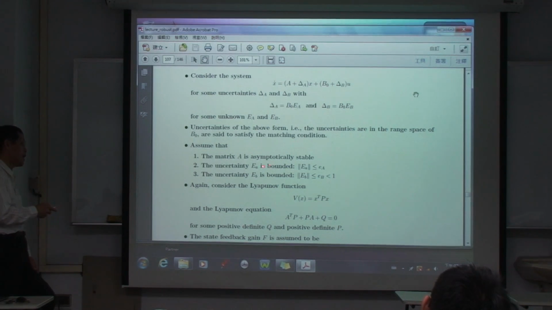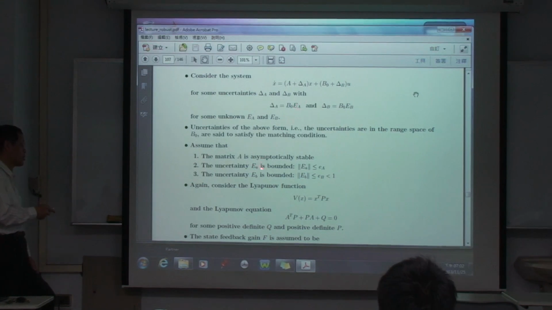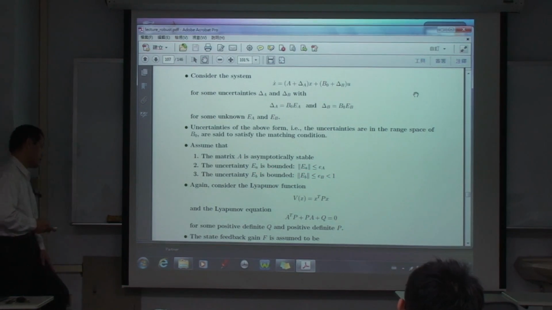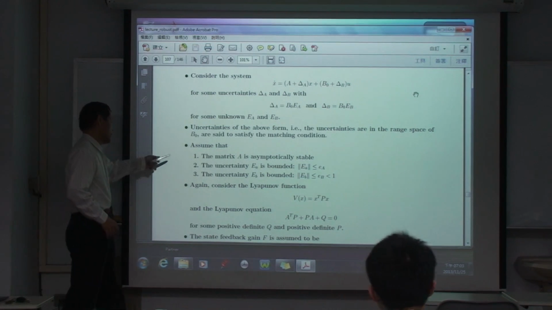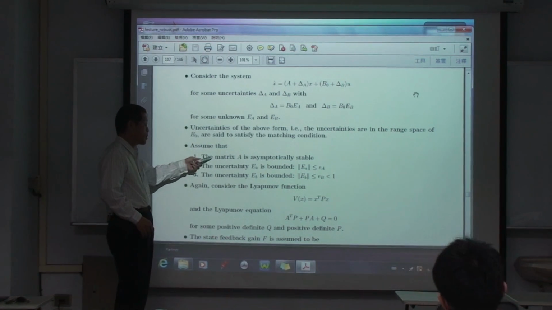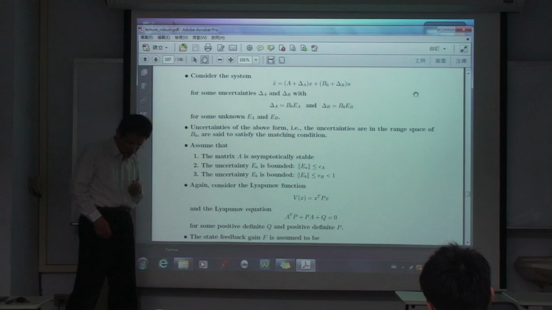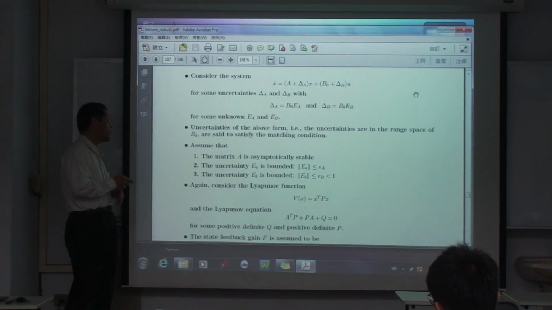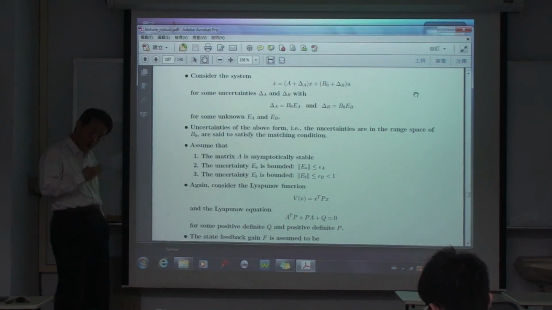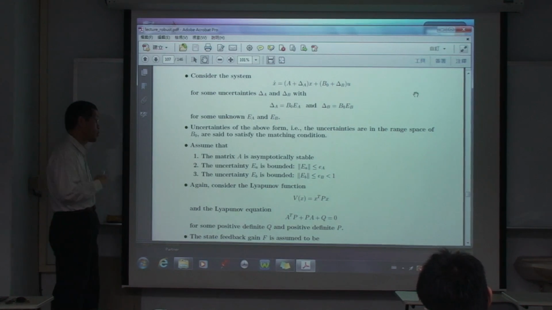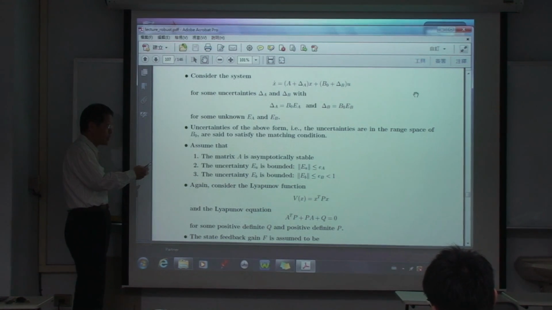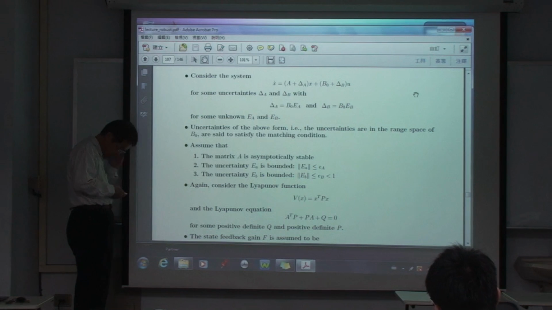And another additional condition is uncertainty EA, which is bounded, and EV is bounded, and also EV is additionally bounded by 1. Okay. We'll comment on this. The first assumption is the matrix A to be asymptotically stable. And if you remember, the objective here is to have robust stabilization. That means you want to stabilize the system and with robustness.